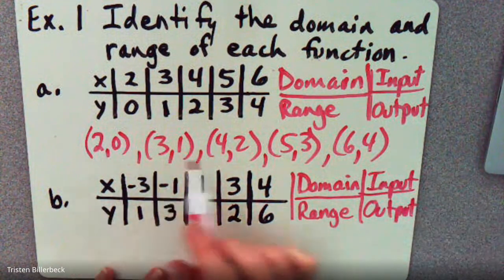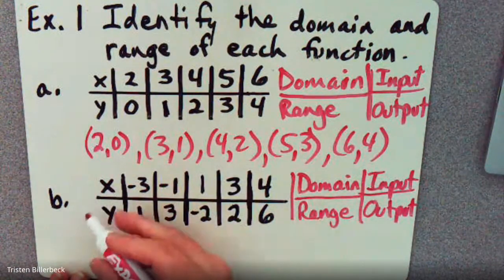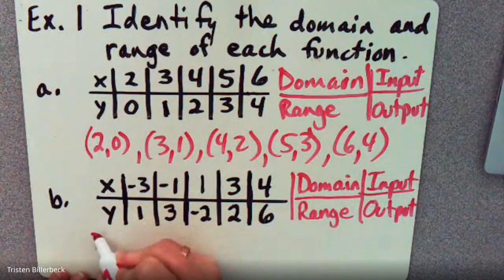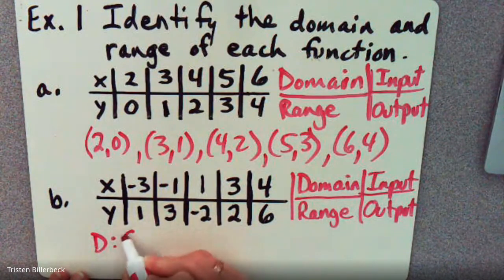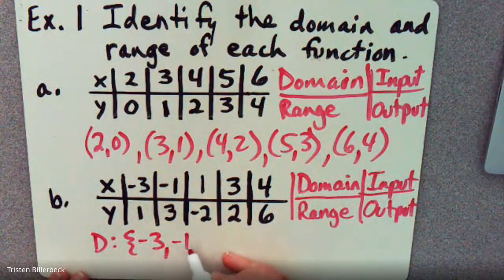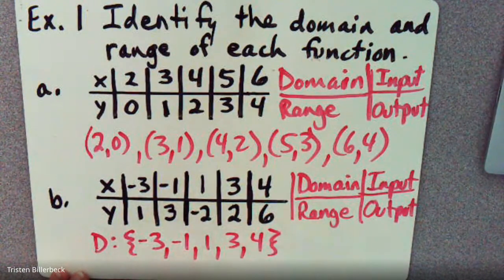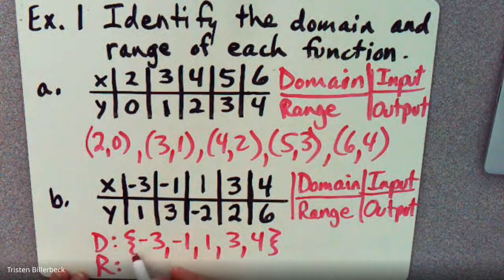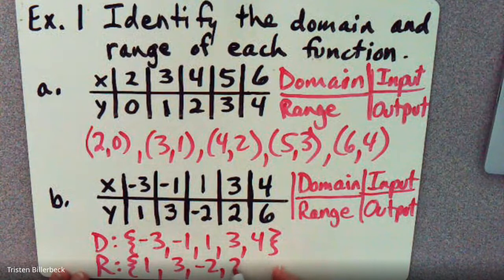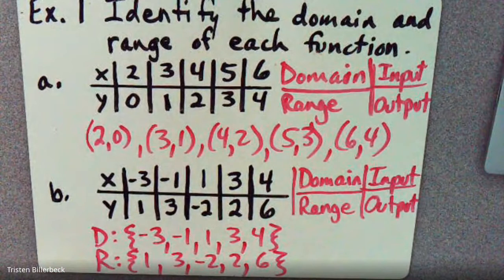So another way to write the domain and range without writing it as coordinate points is you could write the set of domain for this particular one is -3, -1, 1, 3, and 4. The range is 1, 3, -2, 2, and 6. So that's another way you could represent the domain and range for these two.